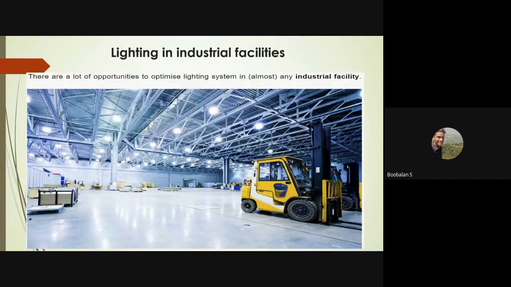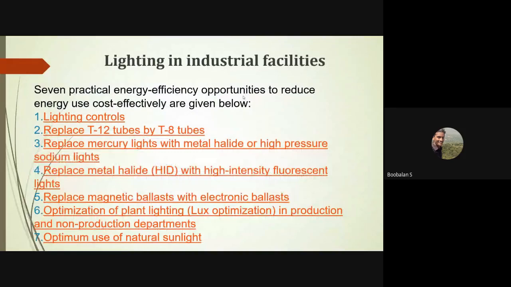So these are the common 7 opportunities available in industry for saving electricity energy in a lighting system, right? So these are the 7 steps. One is lighting control, replace T12 and T8 bulbs, replace mercury and HPS lamps, and replace metal halide with high density fluorescent. And 5, replace magnetic ballast with electronic ballast, and optimization using plant flags, and optimization of natural light. So optimum use of natural light. These are 7 practical steps found everywhere in industry. If they have an energy management team, they will follow these 7 steps, right?